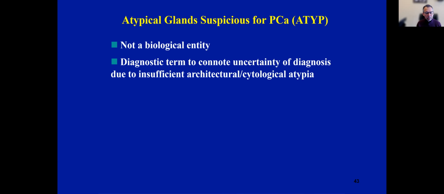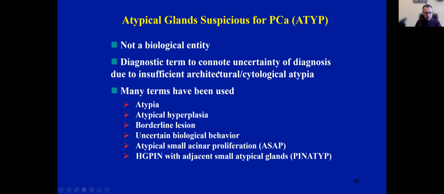So what we learn is that atypical glands suspicious for cancer is not a biological entity, but a term that you will utilize to connote uncertainty of diagnosis due to insufficient architectural or cytological features. And there are a variety of terms that have been utilized in practice and in literature. I personally like atypia, or sometimes atypical small acinar proliferation. If it is associated with high-grade PIN, I would refer to it as high-grade PIN with adjacent small atypical glands. Overall, atypia is the base term because it encompasses several other situations.